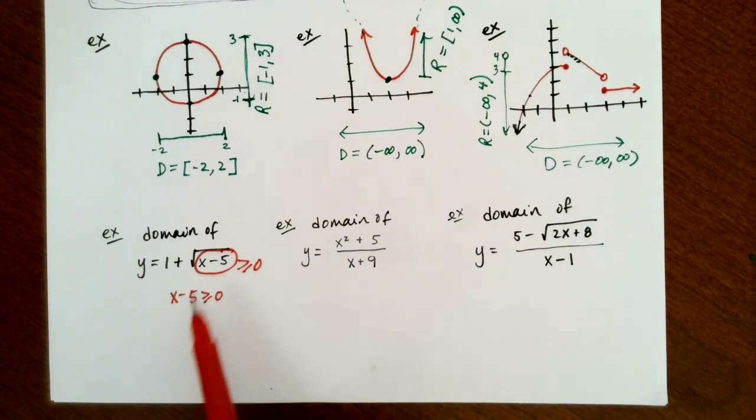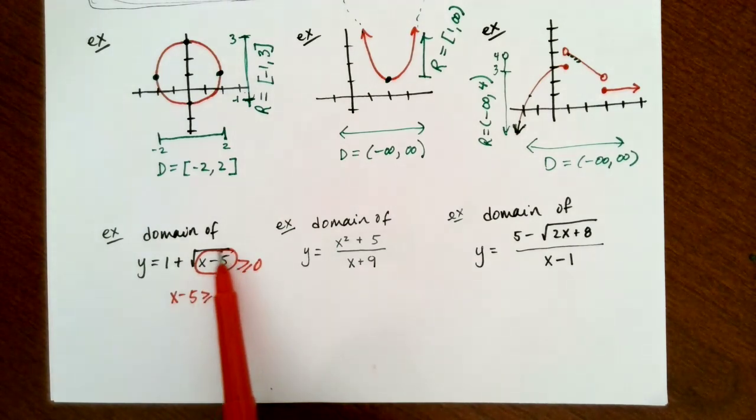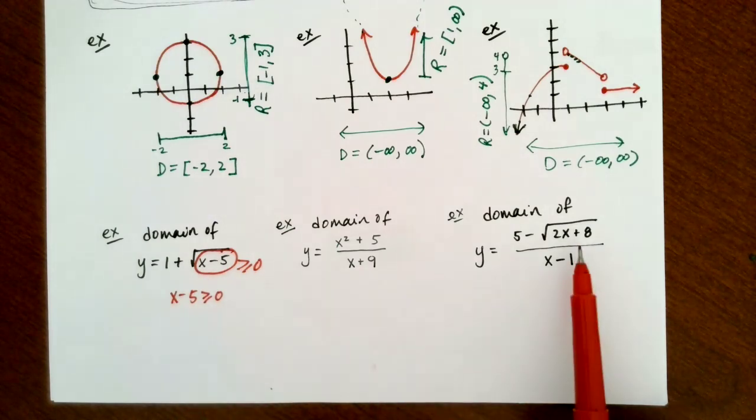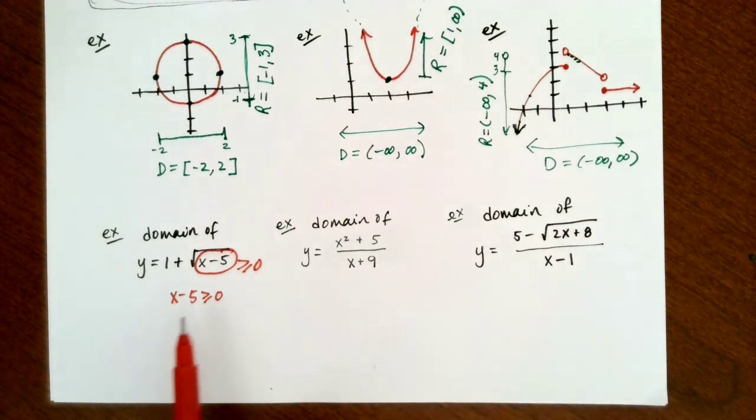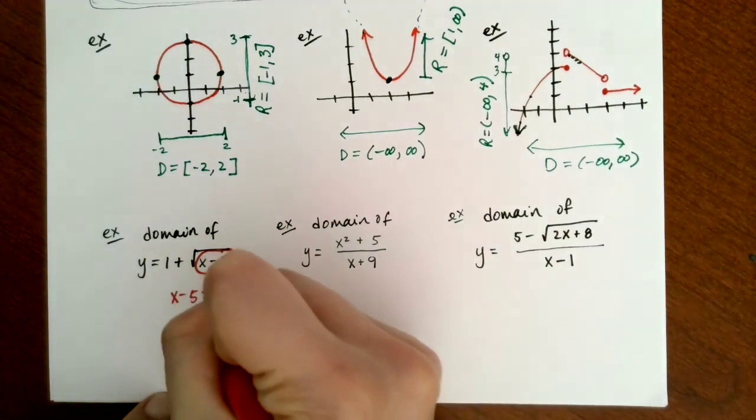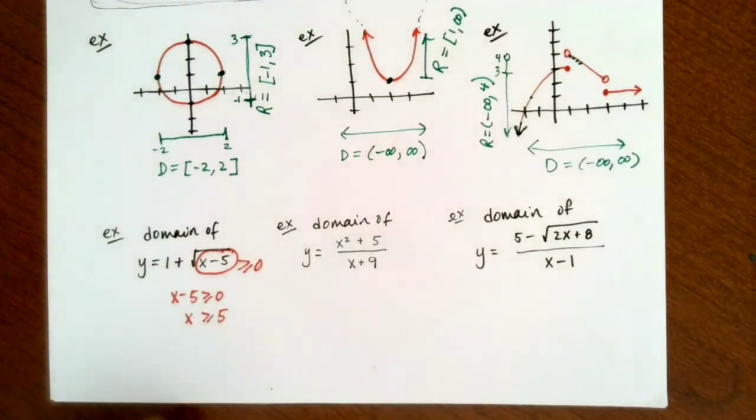So I need to solve x minus 5 greater than or equal to 0. So in this step, the root has disappeared. I'm just grabbing whatever formula stuff was under the root. And that's what I'll do over here as well, right? The 2x plus 8, I want to set greater than or equal to 0. I solve this inequality the same way I would solve it if there was a regular equal sign, just add 5 to both sides. And I get that x is greater than or equal to 5. So I can plug in 5 or higher, and I'll get an output.